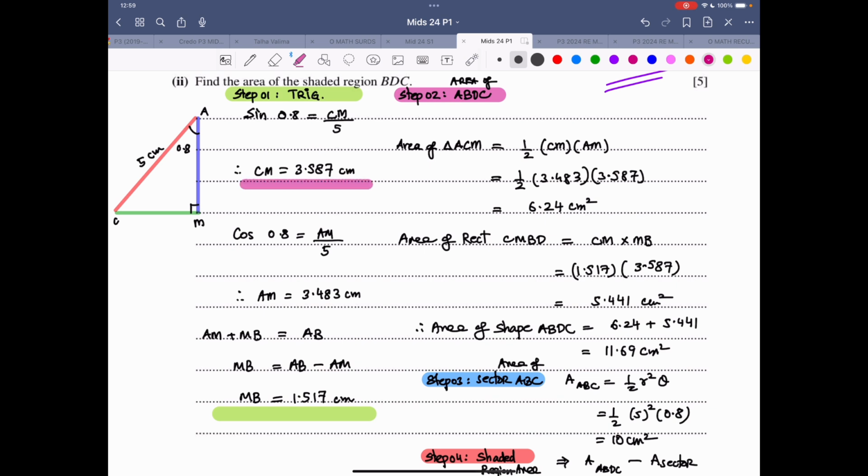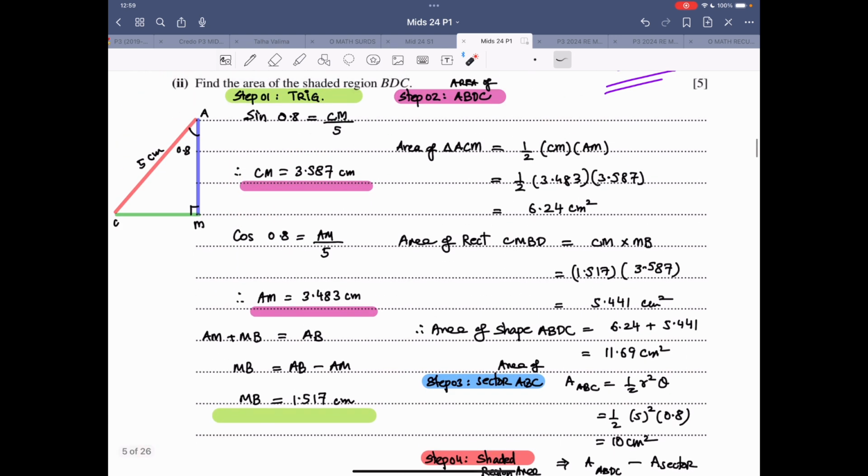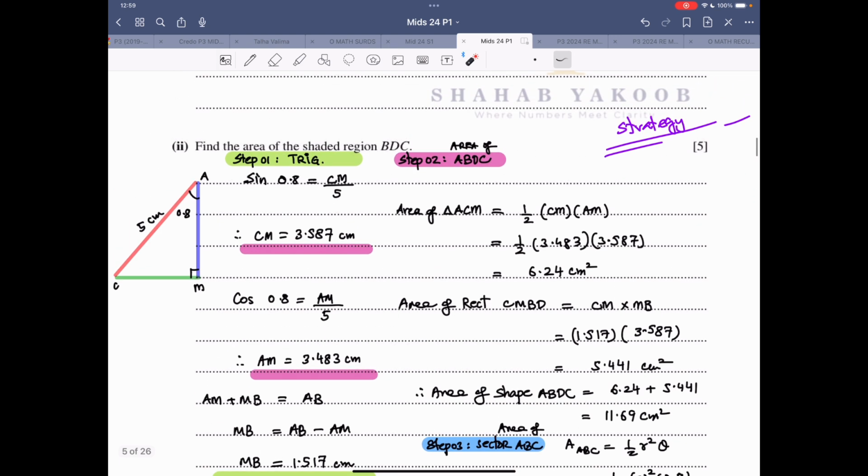The next step is finding AM. How do we find AM? You can use cosine because this is adjacent of 0.8. This is opposite. Opposite is associated with sine. Adjacent is associated with cos. And then we know that AM plus MB equals AB, which is 5. Hence you find MB, which is 1.517. So that is the trigonometry part.